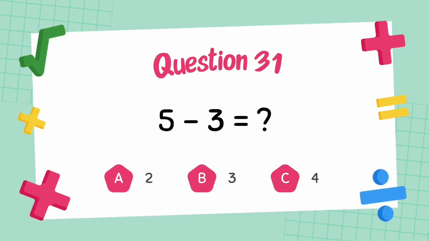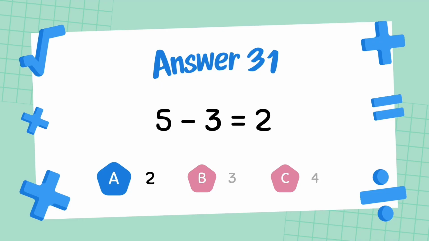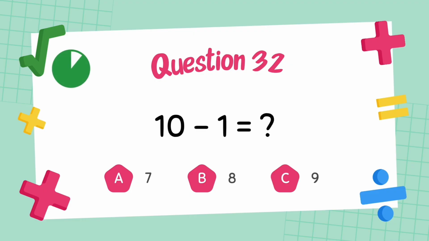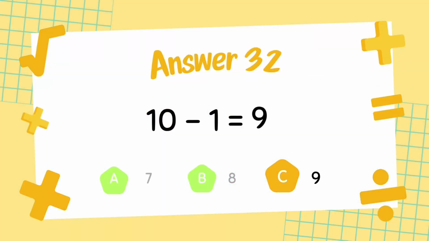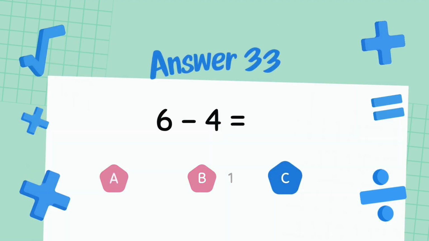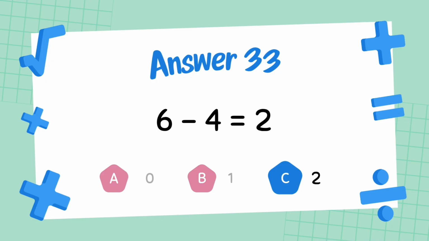What is 5 minus 3? The answer is 2. What is 10 minus 1? The answer is 9. What is 6 minus 4? The answer is 2.